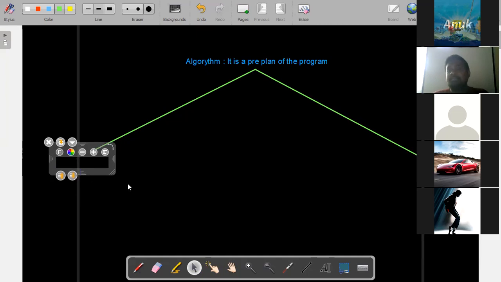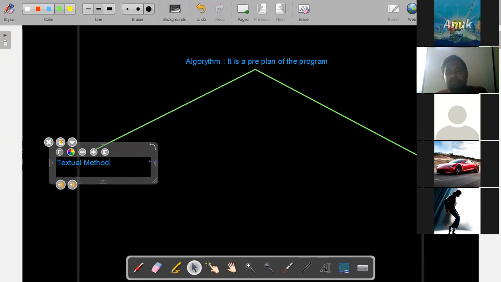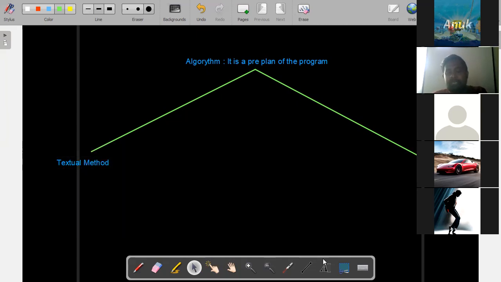One method is the textual method. The other method is the pictorial method. Understood this? Textual method and pictorial method.